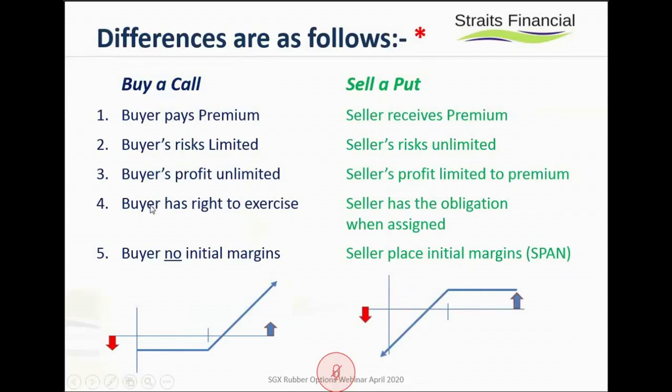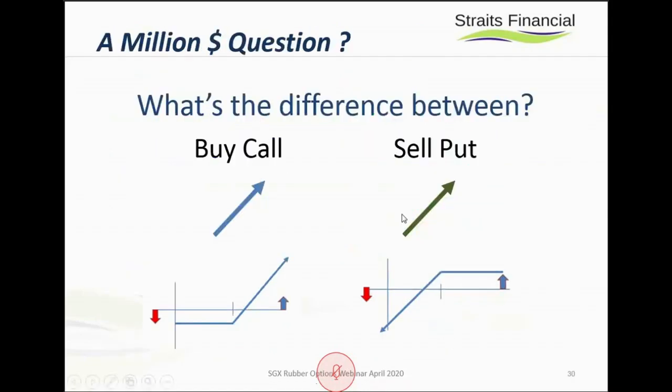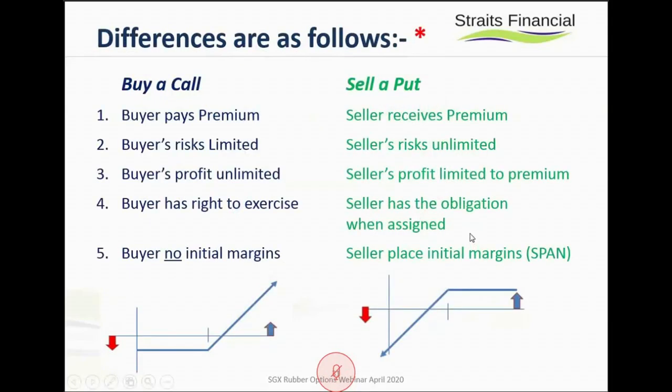Number 4, the buyer has the right to exercise. The seller has the obligation when he's assigned. Okay, when the buyer exercises, the seller has the obligation. All right? When you buy an option, there's no margin requirement. When you sell a put option, you have to put initial margin with the exchange. All right? So this is very important to know, the difference between a buy call and a sell put. These 5 factors, if possible, remember very clearly in your heart. That is why we have a red little star here, which is a very important thing. You must remember.